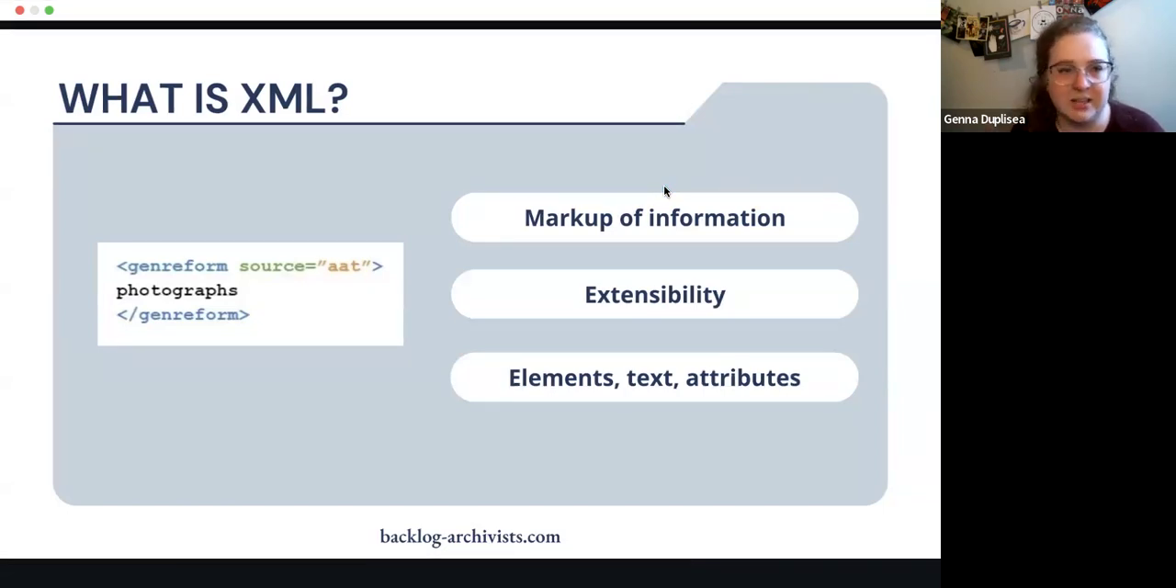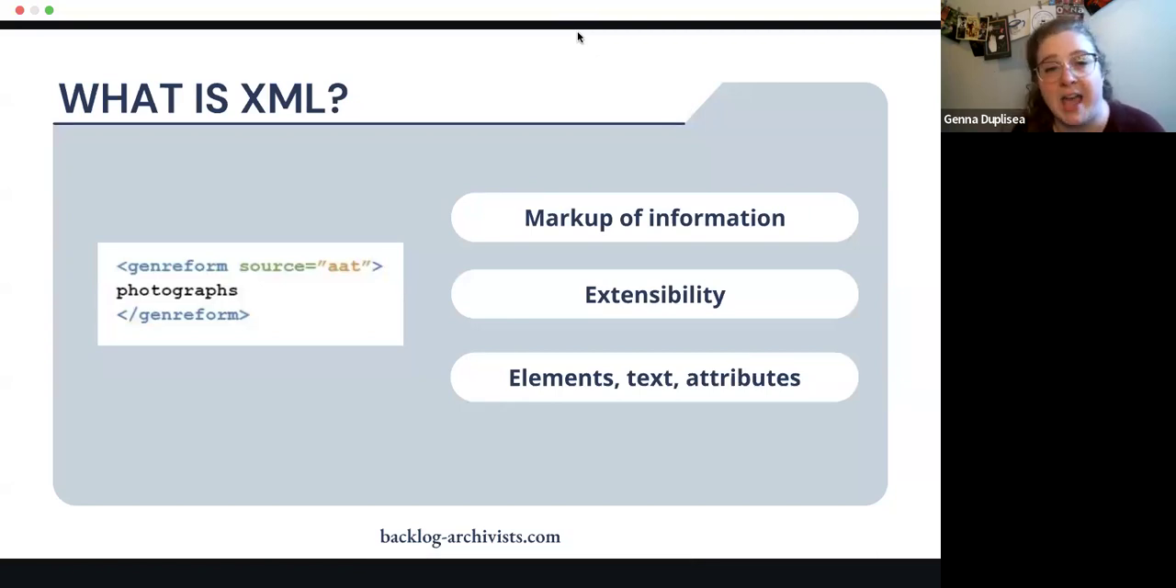So the example here is just in describing a finding aid. This is XML, not HTML. So HTML is very rigid. XML is extensible. So that's why we can have all of these very specific tags in our finding aids. So a subject heading for a genre or form. So we're specifying that these are photographs. Within the tag, the element is genre form. This is the tag that we use when we're talking about the form that a physical object has.